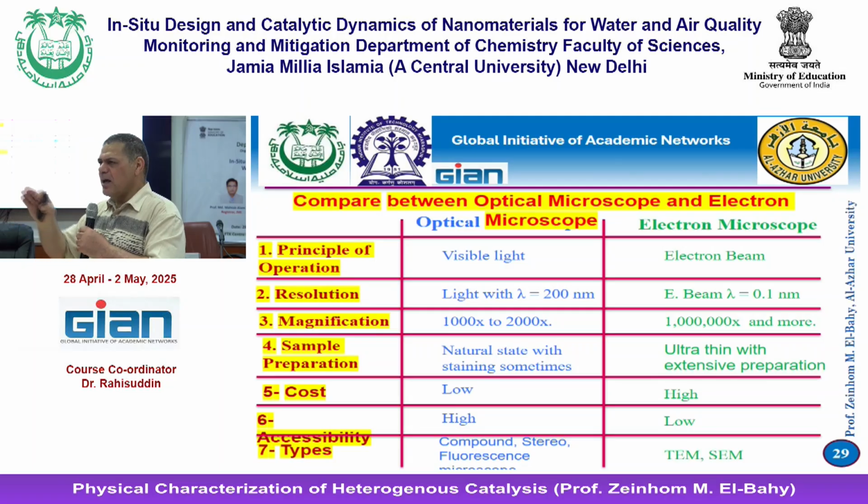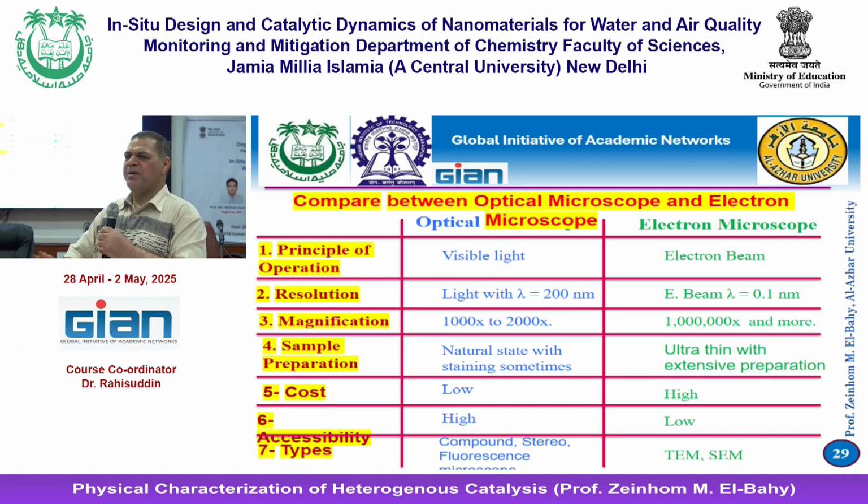For cost, the optical microscope, anyone can buy it. You can find it here in this university. I'm sure you will find many in this university. But for the electron microscope, if you find one or two, it will be enough because it's costly.